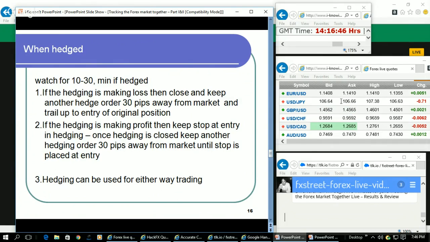Suppose you have taken a sell position in Euro. Imagine that I had taken a sell position in Euro without knowing the forecast or the market trend, because it is near the high. Then subsequently the market goes up. I am hedged. The hedging is making profit. Then at 1.1430, the hedging is making profit. I will just watch for 30 minutes. The hedging is continuously making profit. I keep stop at entry in the hedge and wait for the market to go anywhere they want. And finally, when they come down, I can book profit.